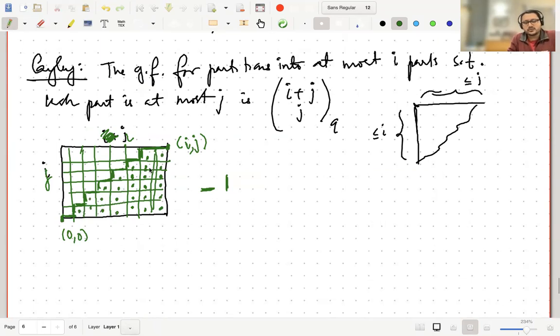So the partition represented by the dots has two criteria. One criterion is that the largest part is at most j. This condition is satisfied. And the number of parts is at most I. So this condition is also satisfied. So these lattice paths are actually in one-to-one correspondence with partitions of the type that we want.